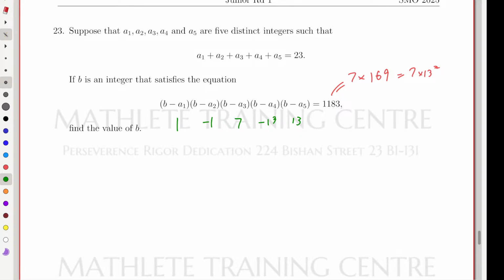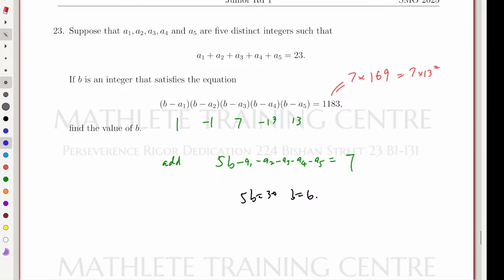So therefore, if you add up all of them together, you can realize that the sum is 5b minus a1 minus a2 minus a3 minus a4 minus a5. This is equal to the sum of 1, minus 1, 7, minus 13, and 13, which is just 7. So 5b is equal to 30, and then b is equal to 6. Okay, so that's question number 23.